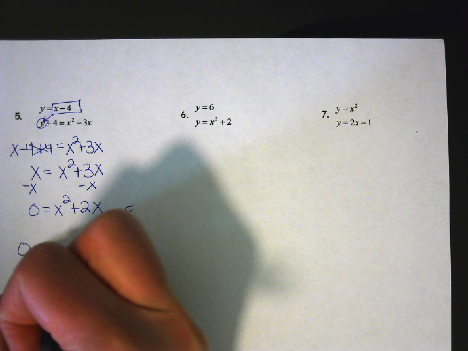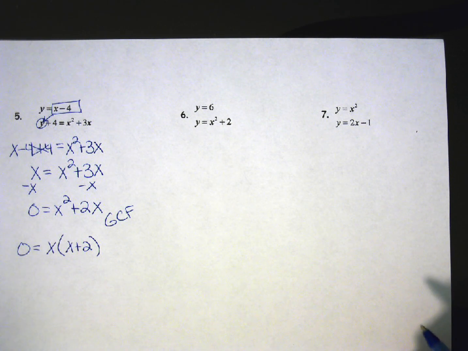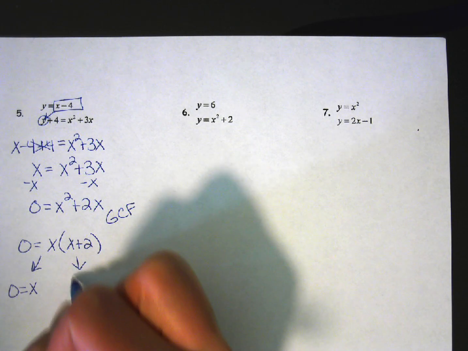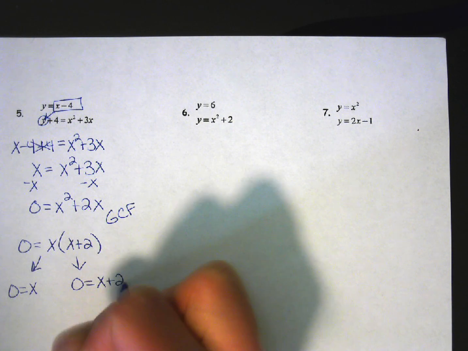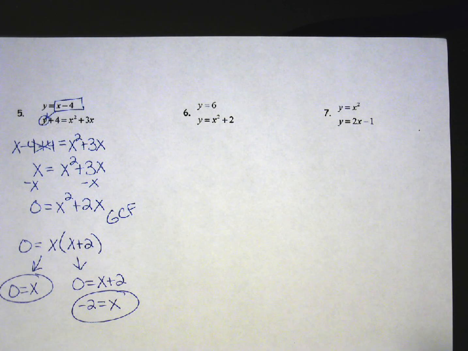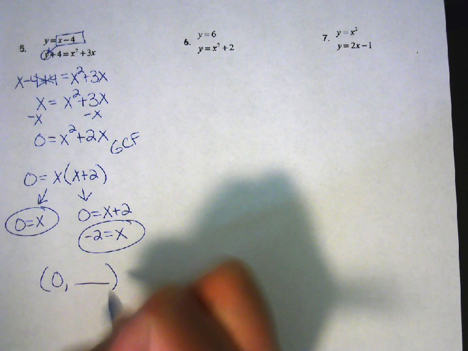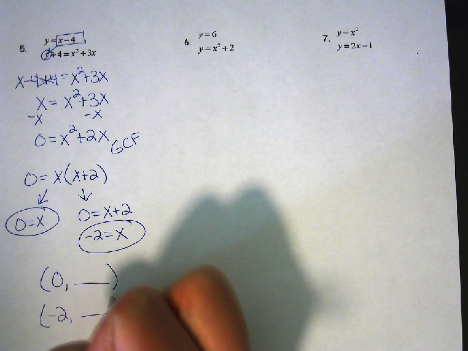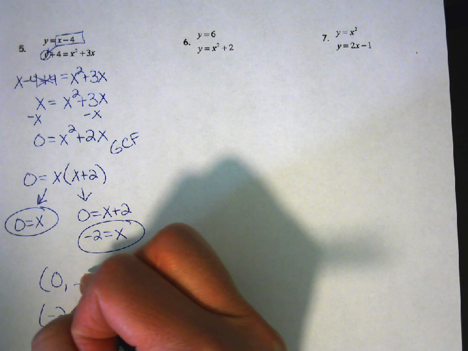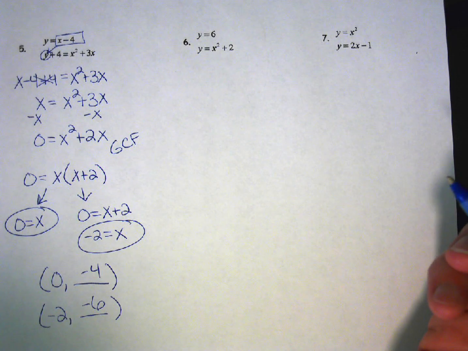So I would go x, and then what are you left with? And then you set each piece equal to 0. So you have negative 2 is equal to x, and x is 0. Now you do have to plug those back in. So you have 0, you've got to figure out the y, and then negative 2, and then you've got to figure out the y. So let me quickly plug those back in. That would be a negative 4, and that would be a negative 6, okay?